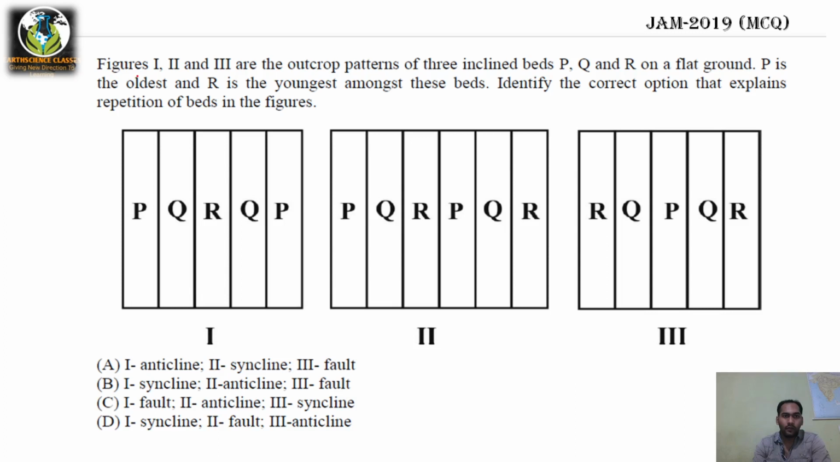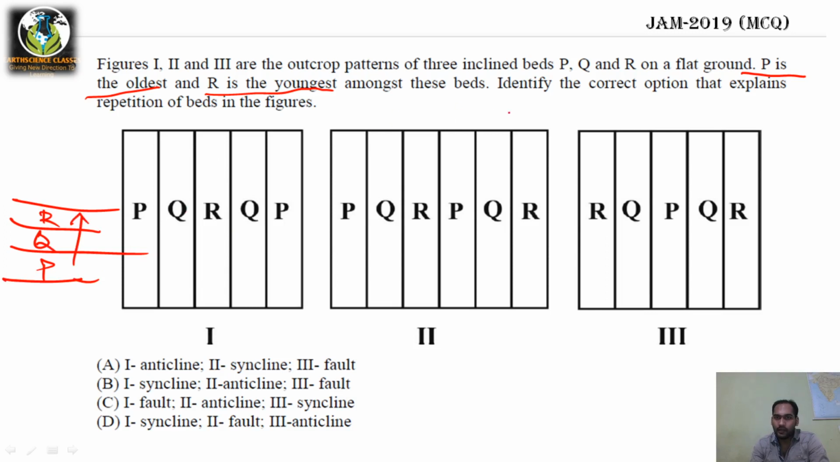So figures 1, 2, 3 are outcrop patterns of 3 inclined beds P, Q, R on a flat ground. Okay, so P is the oldest and R is the youngest. That means it is deposited like this: this is P, this is Q and this is R, right? So it is the younging direction. Then it is tilted. Okay, so here you are getting some repetition of strata.